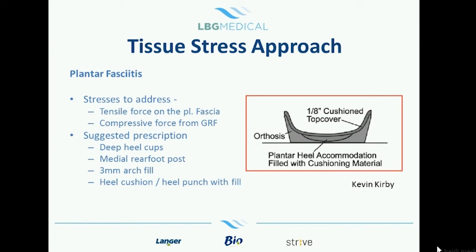You'd also have a medial rear foot post to hold the calcaneus in a better position and reduce that tensile force on the plantar fascia. You'd likely want a 3 mm arch fill because it would give some support under the sustentaculum tali, but it wouldn't be too much, so it wouldn't impinge on the plantar fascia. And then to address the compressive force from the ground reaction force, you could add a heel cushion or something we do which is called a heel punch with a fill, and that's when we actually make a hole in the bottom of our orthosis and we plug that with a soft material, so you've got softer cushioning as they impact on the ground.